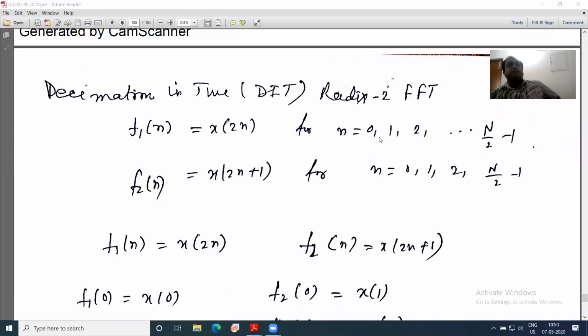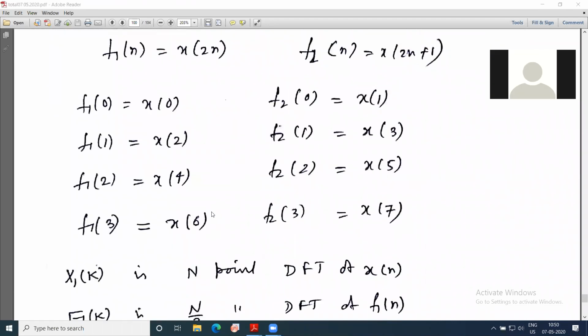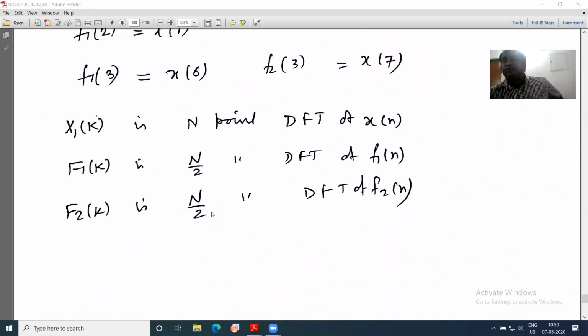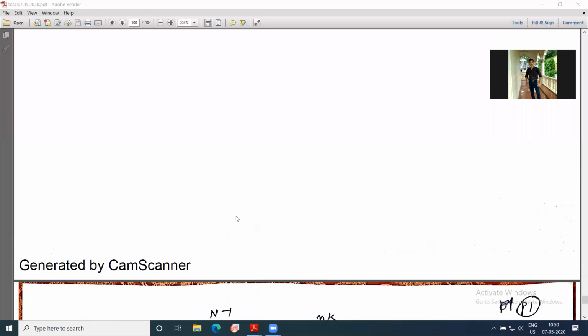So if I now develop two functions v11 of n and v12 of n from f1 of n, then that will be 0 to n by 4 minus 1. Similarly, from f2 of n, if I want to develop two functions v21 of n and v22 of n, there also n will be 0 to n by 4 minus 1. Is it all right for everybody? Yes, sir.